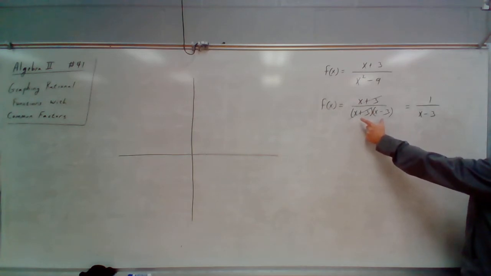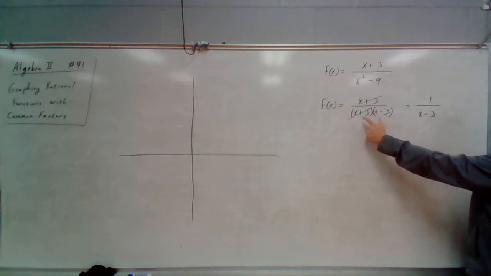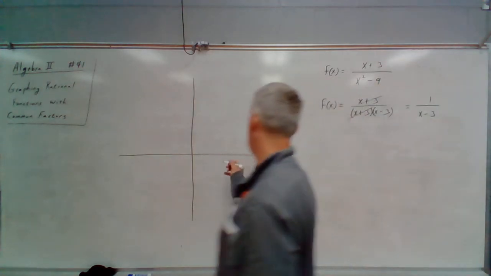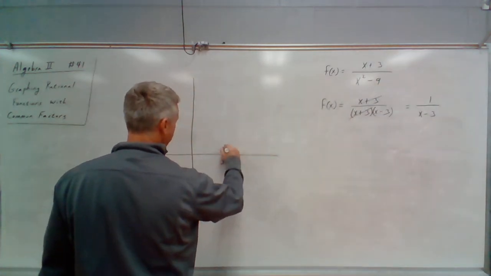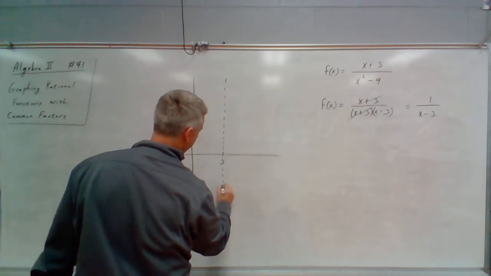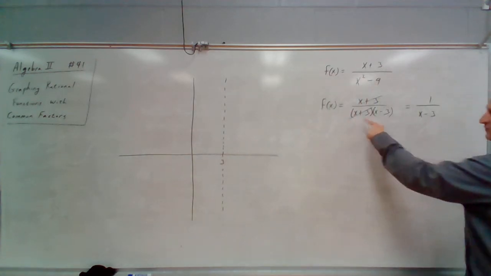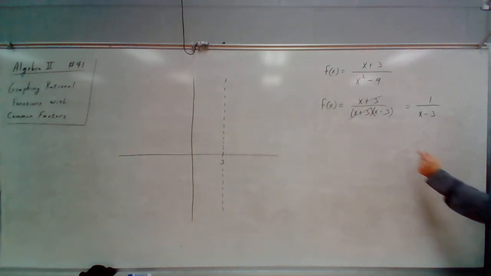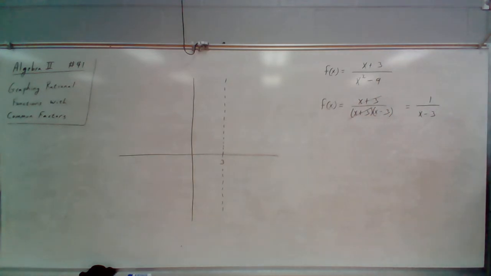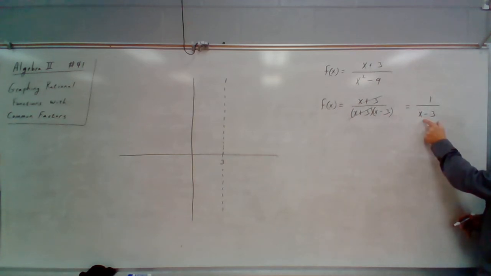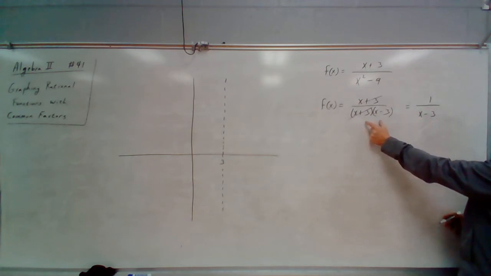So this function is undefined when x is 3 or when x is negative 3. Now here, we know that we'll have a vertical asymptote at 3. Okay, so let's go ahead and put that in. So I know I'll have a vertical asymptote at 3. All right, but this function is undefined at negative 3, but I'm not going to have a vertical asymptote at negative 3. When your common factors cancel out, what's really going to happen is you'll have a hole in your graph. Okay, and that's because these two functions are equal everywhere except when x is negative 3.